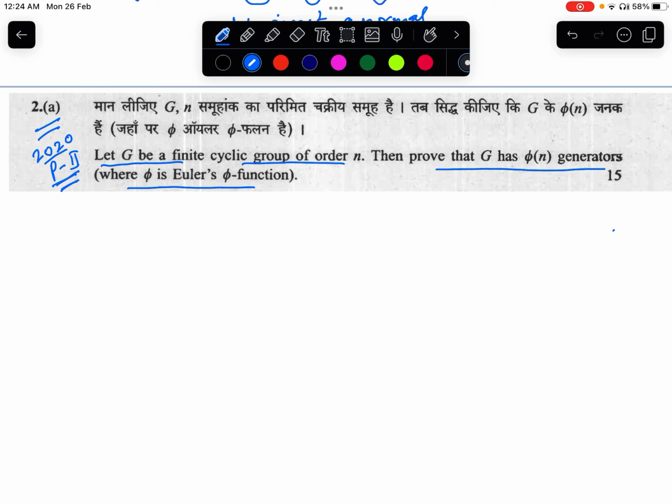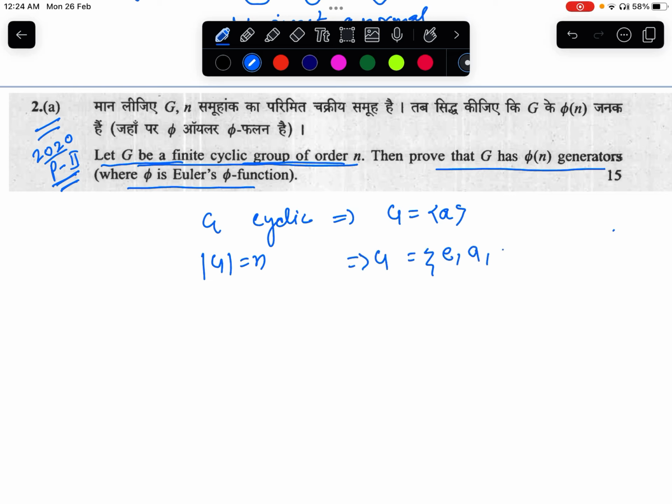So it says that let Z be a finite cyclic group of order n. That is, Z be a cyclic group, order of G is n. That means Z is generated by a single element, let us say that is a. That means G will be of the form identity, a, a square, up to a to the power n minus 1. This is Z, and then we need to prove that Z has phi n generators.